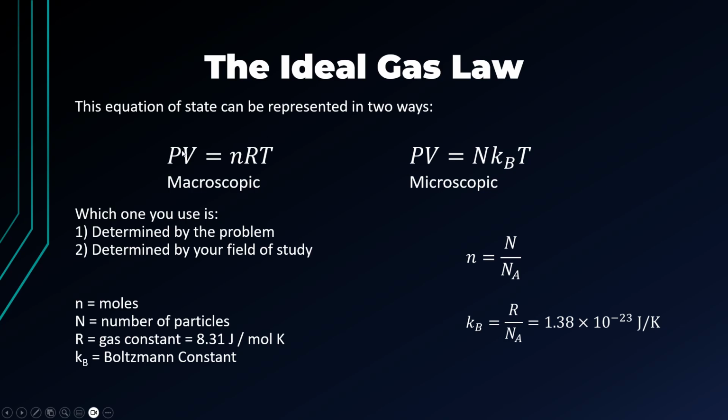But this is a macroscopic view, and everything I've been talking about is microscopic. So when we move to the microscopic, we still have PV, and we still have a T, but our lowercase n changed to a capital N.